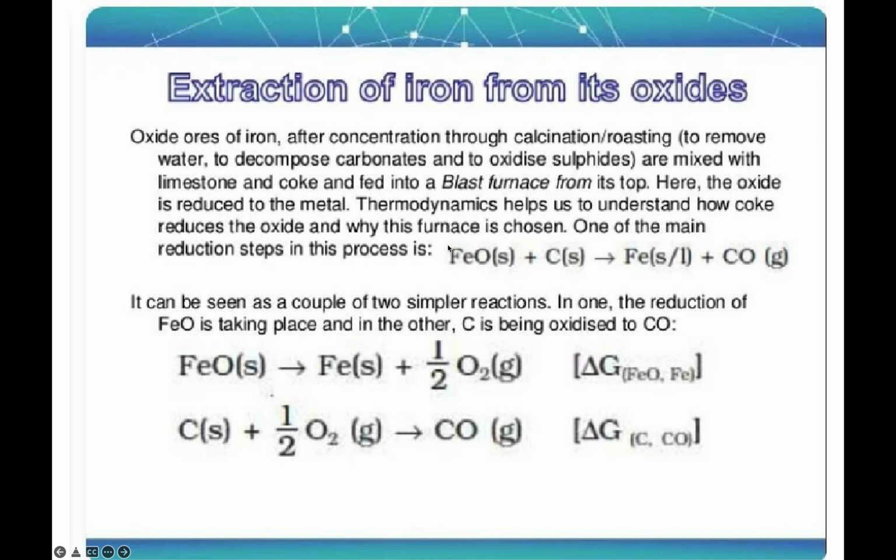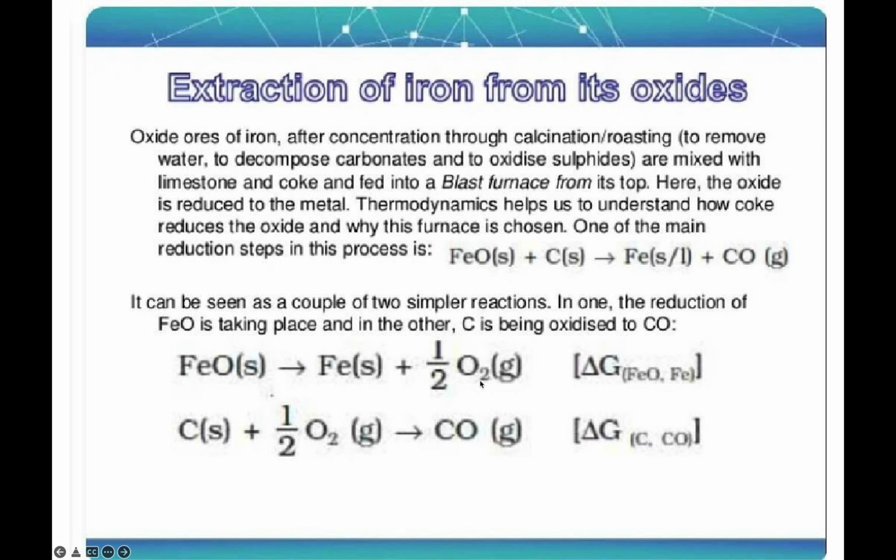The main reduction step happening here is that FeO plus carbon will give you iron plus CO. Normally it can be seen as a couple of two simple reactions. One is reduction of FeO, the other is C being oxidized to CO. So the two equations are given here.